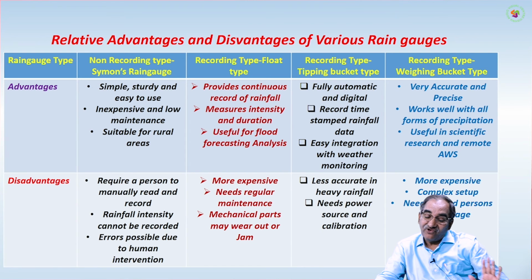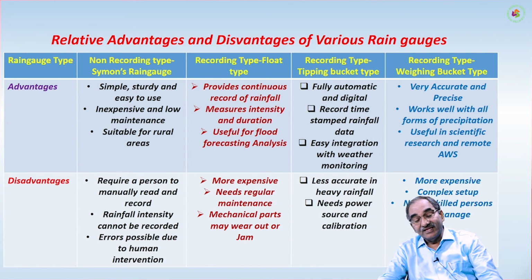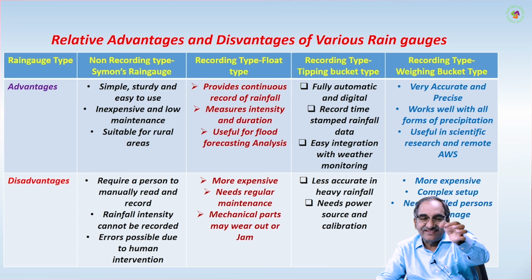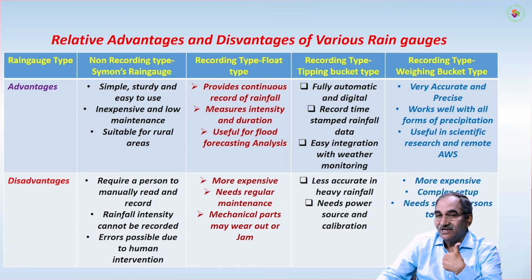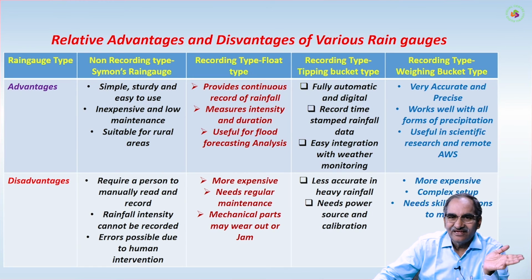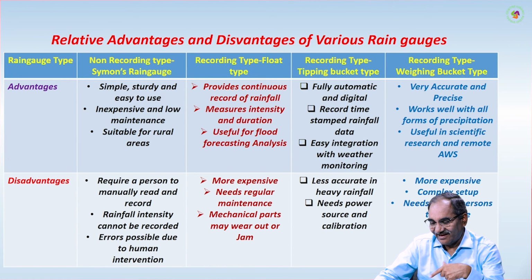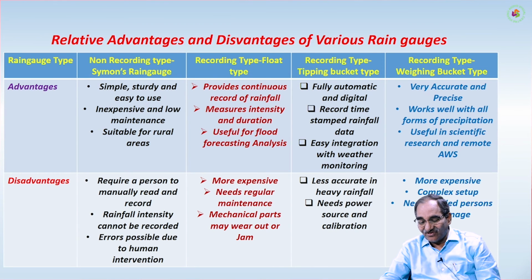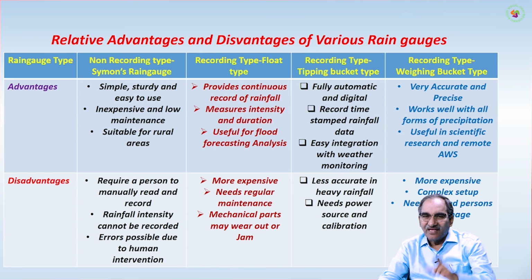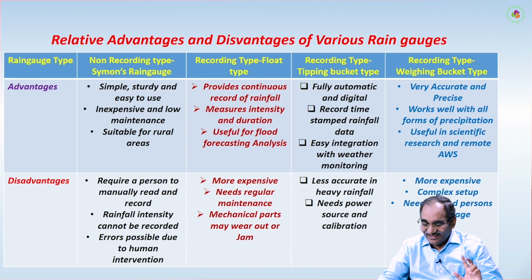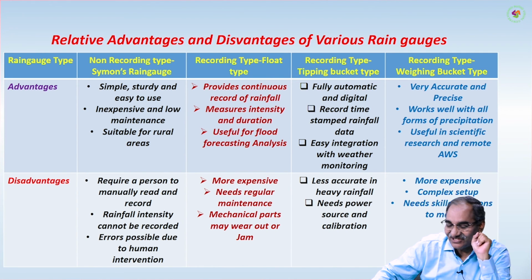Coming to the tipping bucket type, it is fully automated, completely digital, and records time-stamped data. Time-stamped data means exactly at what time each storm occurred, its duration, intensity, everything. Normally the data we get through the computer or the data logger can be directly given to any weather station for monitoring action. The problem is that very heavy storms will not be measured accurately. That is one of the biggest problems with this, because the more the rainfall, the less accurate the tipping action. Second, a power source is a must, and calibration is a must.